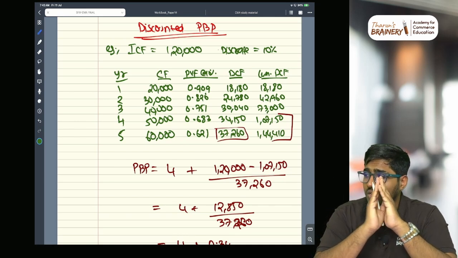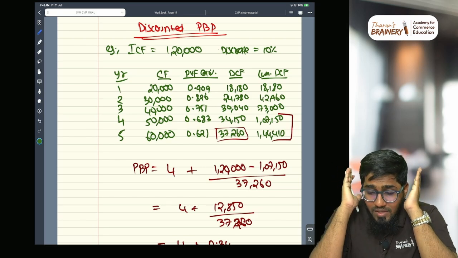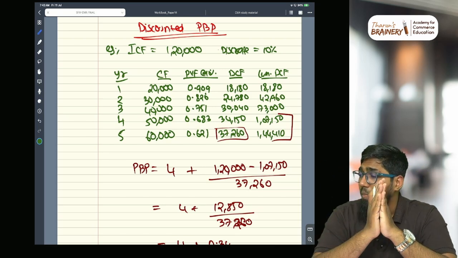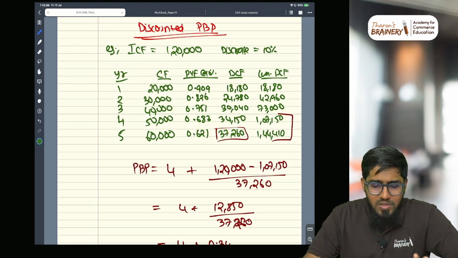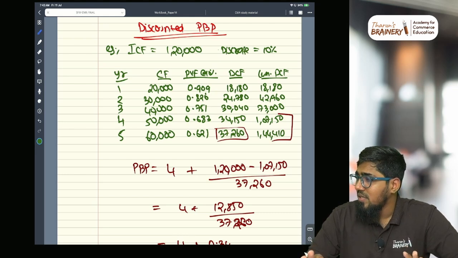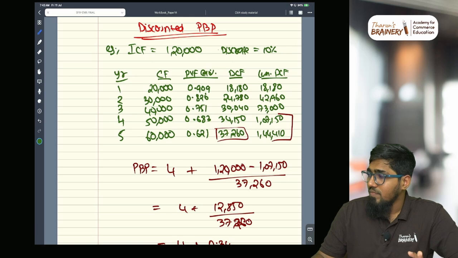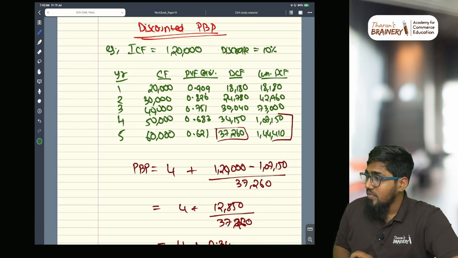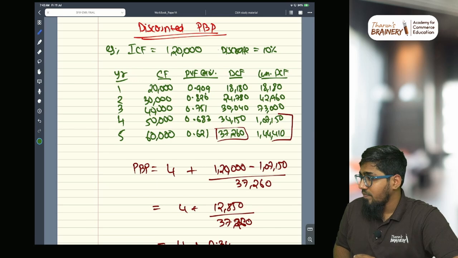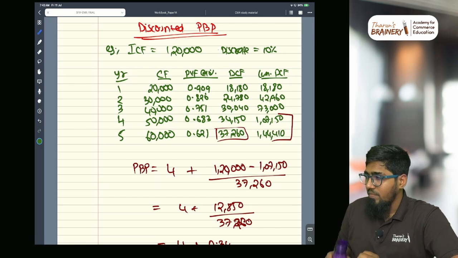Now everyone please tell me, how many of you are understanding the concept of discounted payback period? Conceptually, how many of you are understanding? Please tell yes, no. Super. Very good.